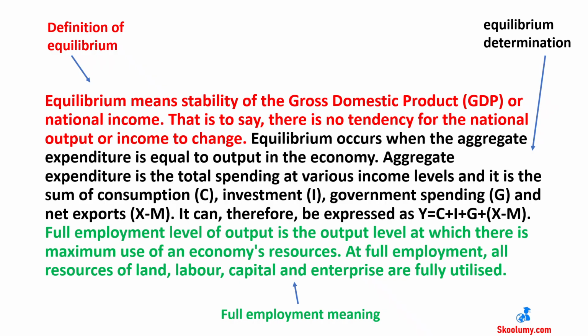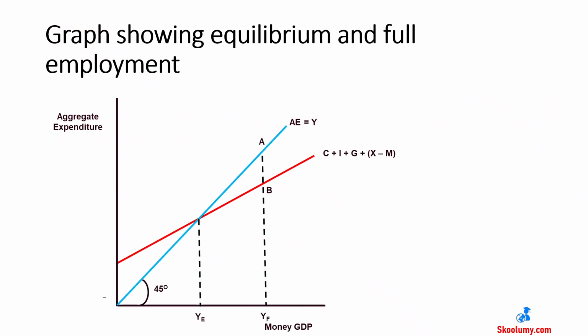Full employment level of output is the output level at which there is maximum use of an economy's resources. At full employment, all resources of land, labor, capital, and enterprise are fully utilized. A graph showing equilibrium and full employment.